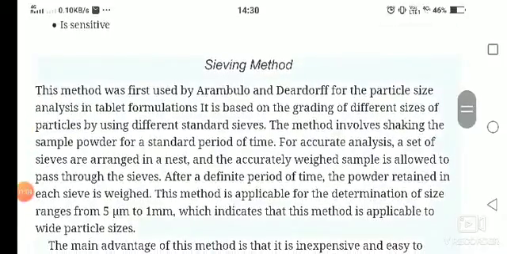The sieving method. This method was first used by Arbulo and Diodoff for the particle size analysis in tablet formulations. It is based on the grading of different sizes of the particles by using different standard sieves. The method involves shaking the sample powder for a standard period of time. For accurate analysis, a set of sieves are arranged in a nest and the accurately weighed sample is allowed to pass through the sieves. After a definite period of time, the powder retained in each sieve is weighed. This method is applicable for the determination of the size range from 5 micrometer to 1 millimeter, that is, the method is applicable to wide particle sizes.